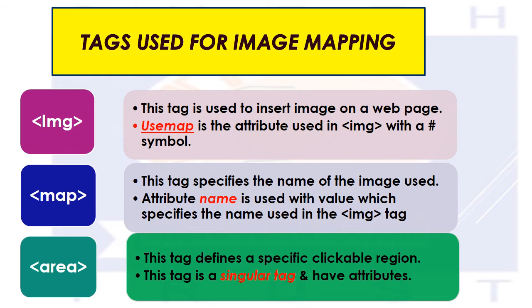Okay, so first of all, in image mapping, what are the tags used? These are the three tags which are used in image mapping. First is the IMG tag. In the IMG tag you specify the image which we are using. In that IMG tag we have a very important attribute, called usemap, and that is used with a symbol, the hash symbol. Using the hash symbol you use the usemap attribute in the image tag of image mapping.